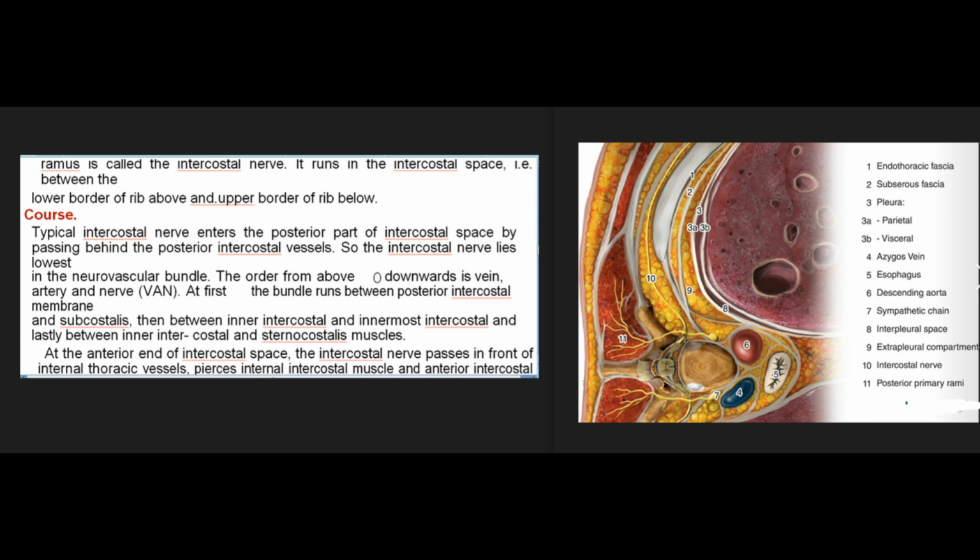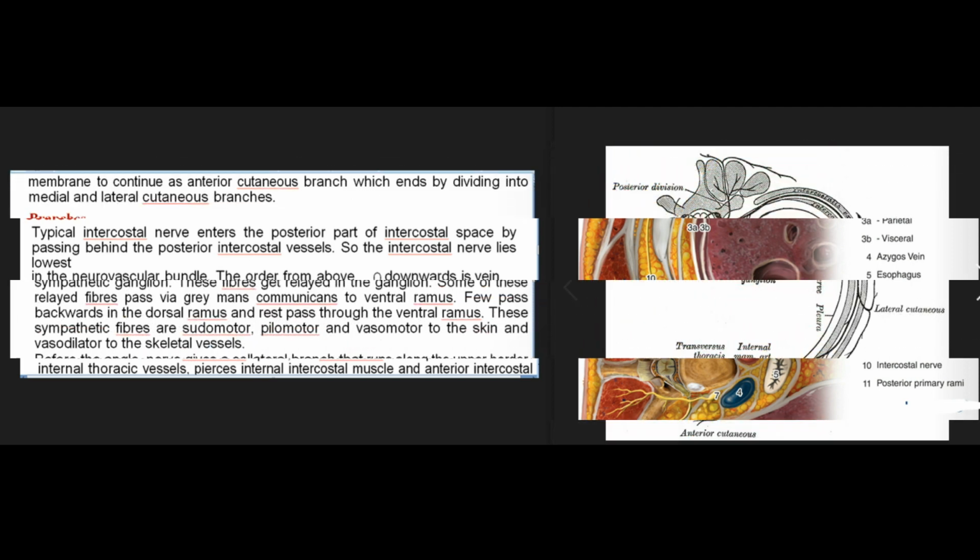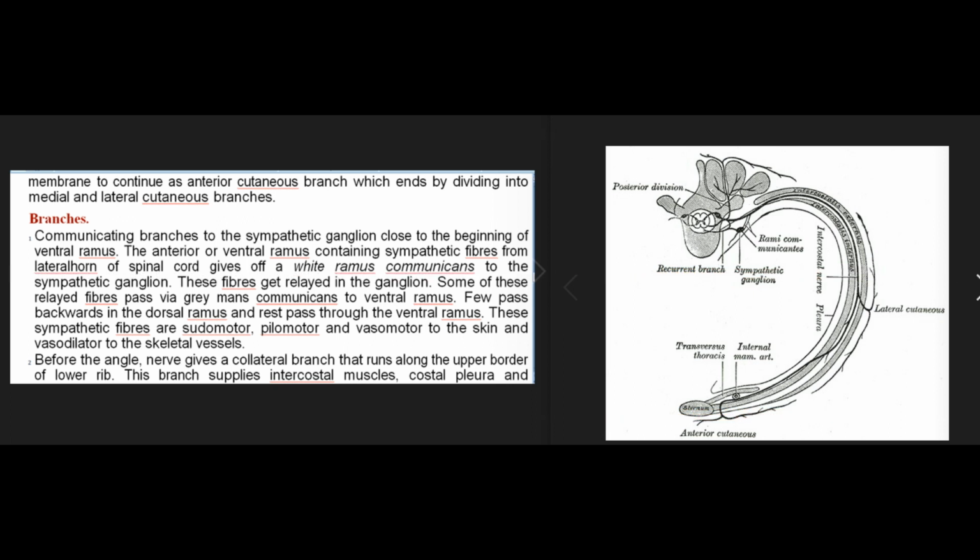At first the bundle runs between posterior intercostal membrane and subcostalis, then between inner intercostal and innermost intercostal, and lastly between inner intercostal and sternocostalis muscles. At the anterior end of intercostal space, the intercostal nerve passes in front of internal thoracic vessels, pierces internal intercostal muscle and anterior intercostal membrane to continue as anterior cutaneous branch, which ends by dividing into medial and lateral cutaneous branches. Branches. 1. Communicating branches to the sympathetic ganglion close to the beginning of ventral ramus.